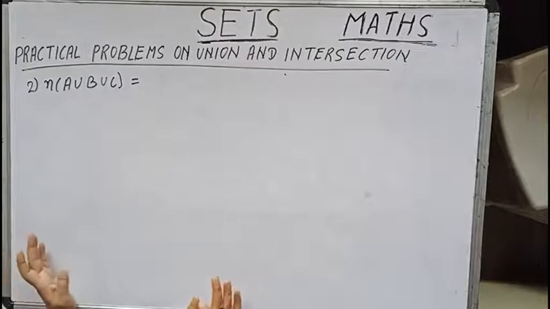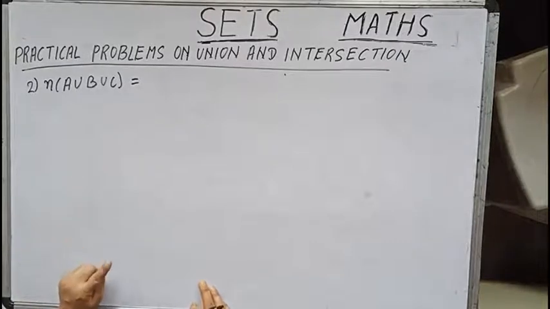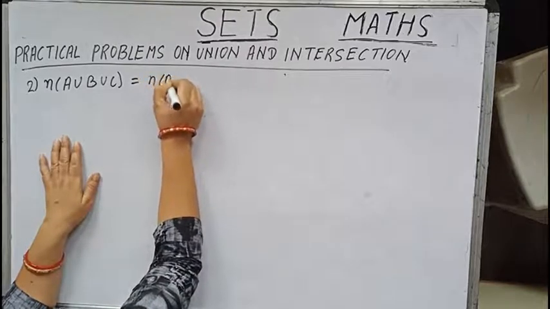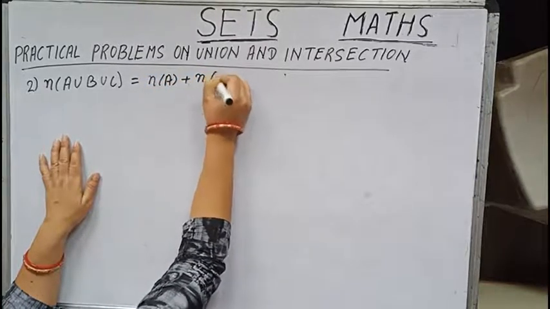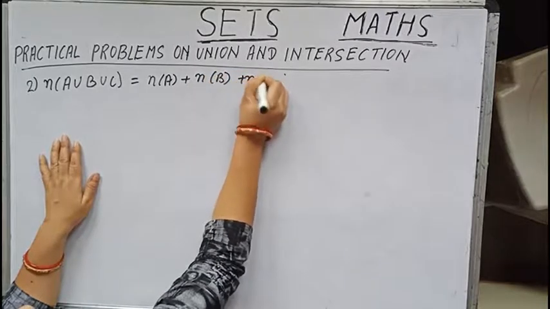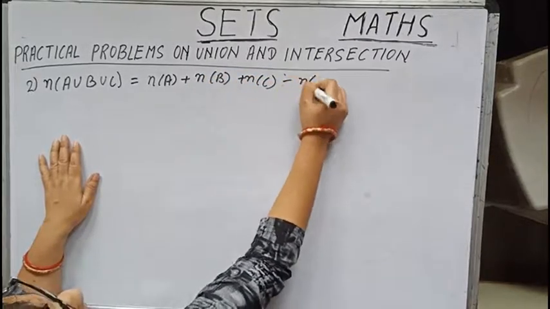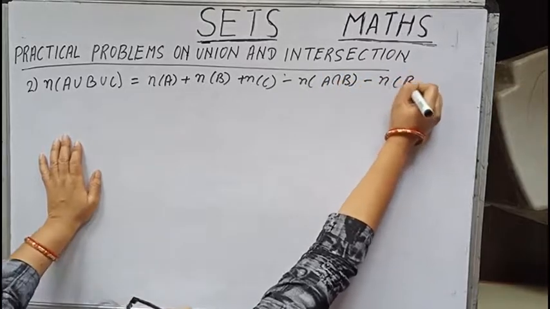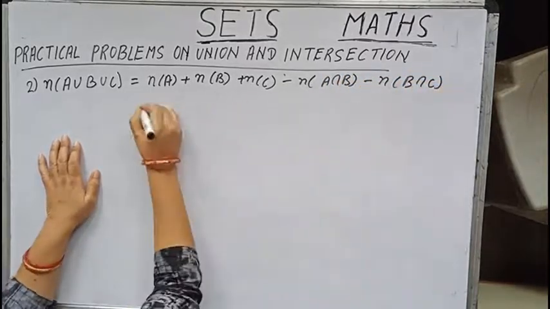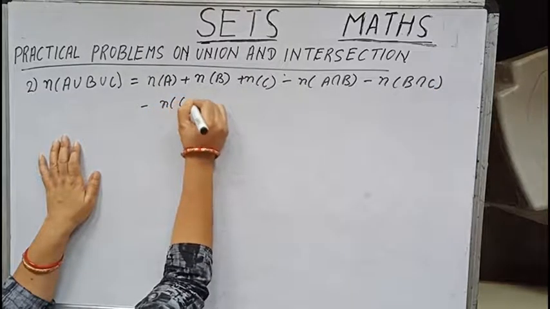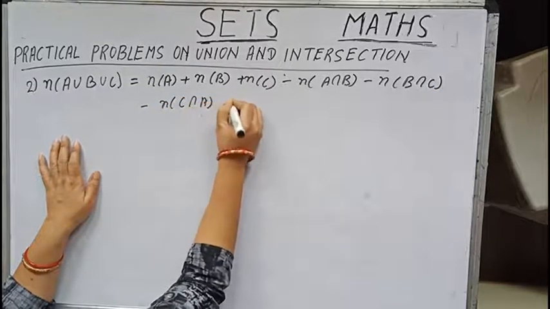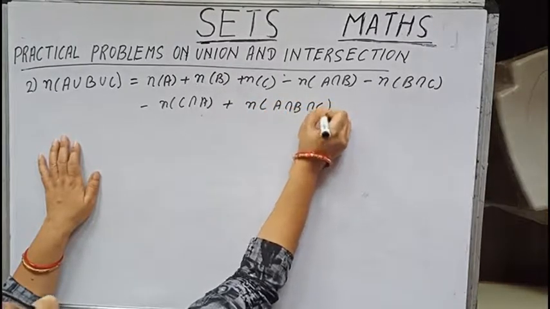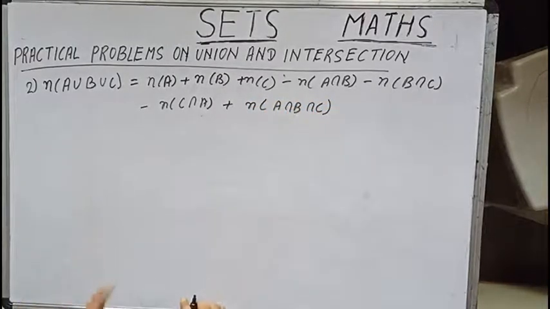Now let us move to the formula for n of A union B union C. Now n of A union B union C is equal to n(A) plus n(B) plus n(C) minus n of A intersection B minus n of B intersection C minus n of C intersection A plus n of A intersection B intersection C. Let us move to the proof.